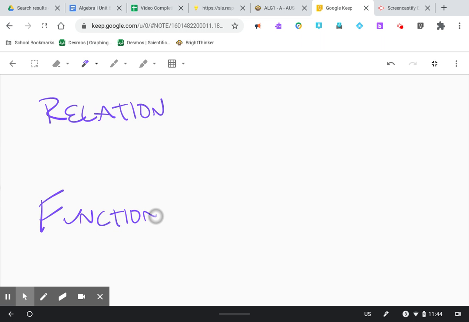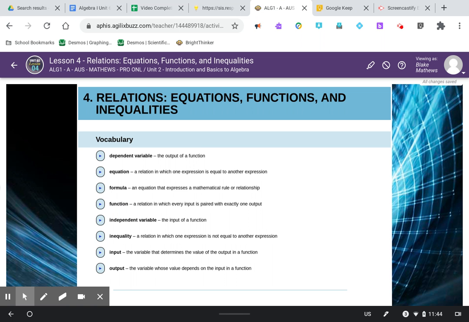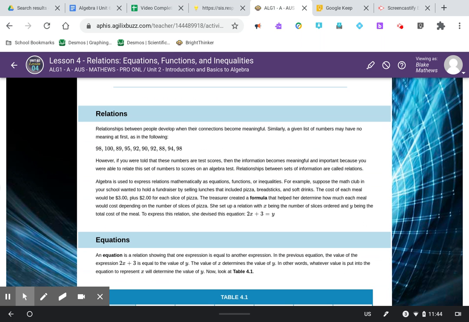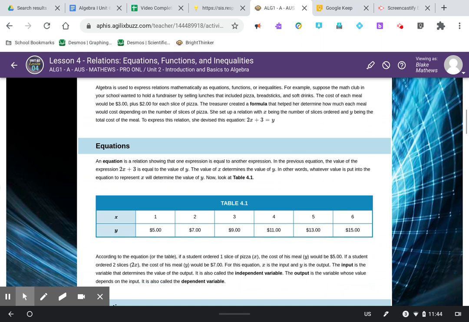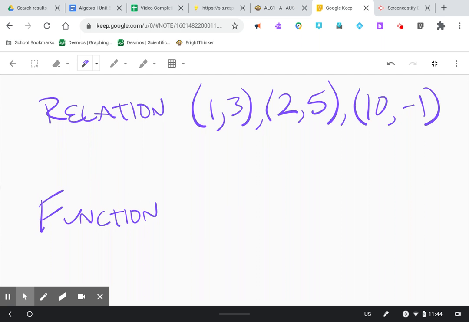Okay, a relation is just any set of ordered pairs. And when they say ordered pairs, we mean numbers or things that have some kind of relationship. So an ordered pair is referring to these. This is a pair of numbers, 1 and 3, 2 and 5, 10 and negative 1. These are each ordered pairs. You can also see relations being written as a table or some other kind of way of showing that relationship. But in general, when we talk about a relation, we're just talking about any set of ordered pairs.